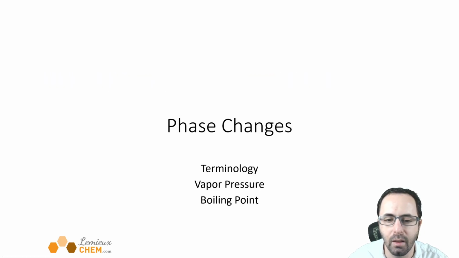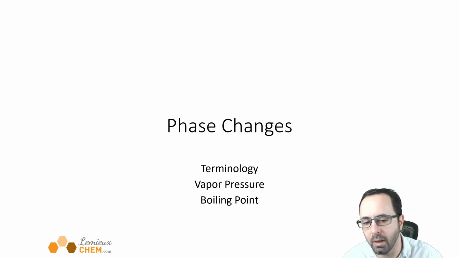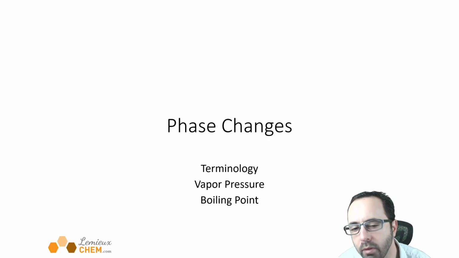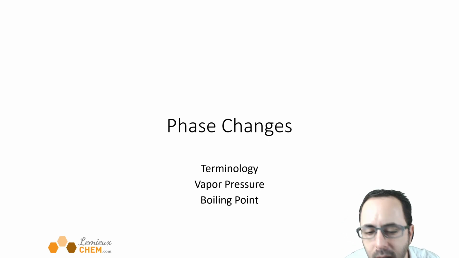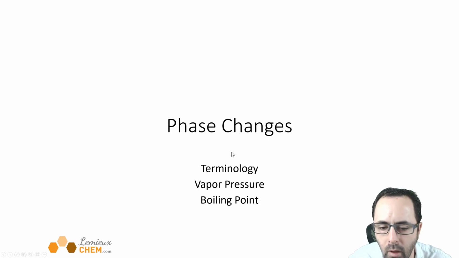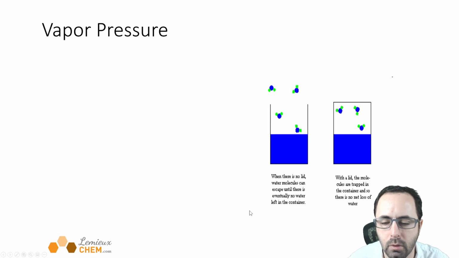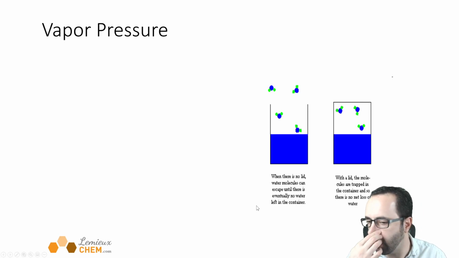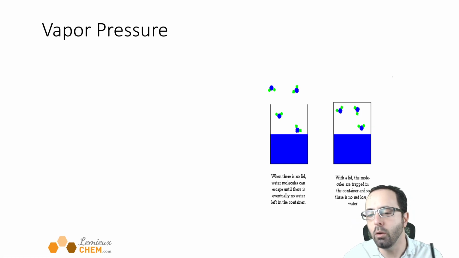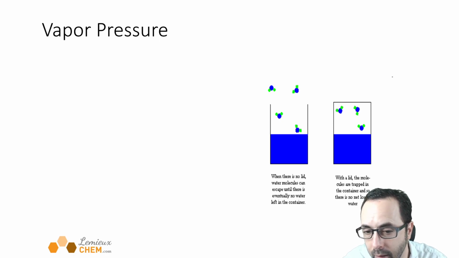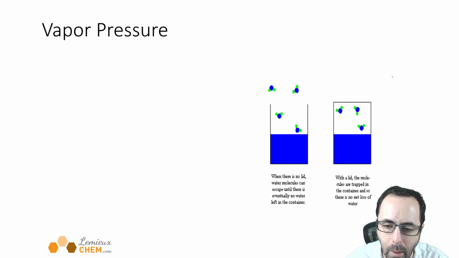All right? A couple of last topics before we finish this section. And these have to do with phase changes, specifically between liquid and gas. So we're going to go over some terminology, including vapor pressure and boiling point. So vapor pressure has to do with the idea that when you have a liquid and you're just leaving it there, on the surface of the liquid, molecules are going to begin to evaporate.